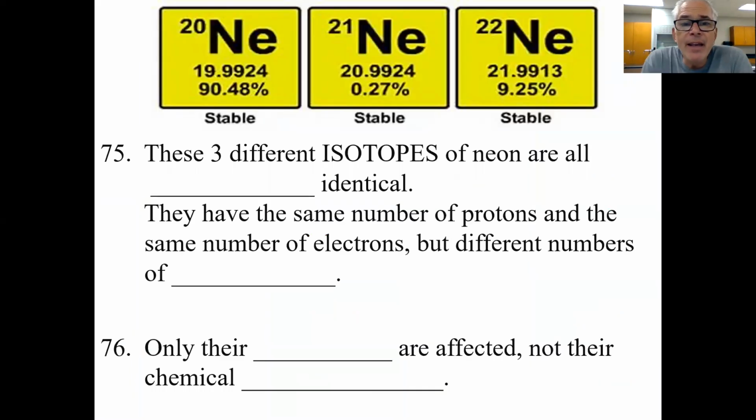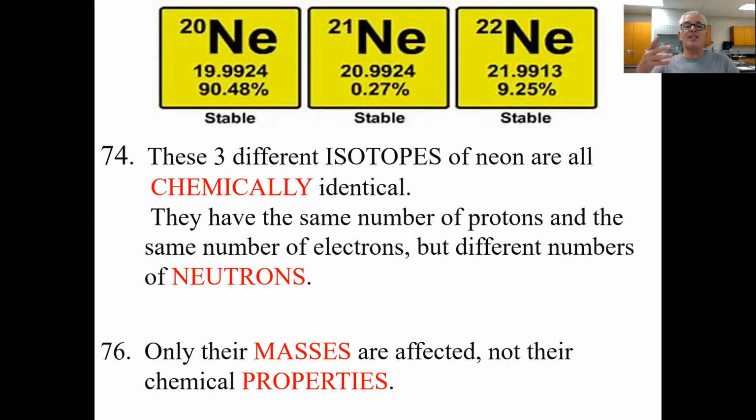So these 3 isotopes of neon are all chemically identical. They're all a gas, they're all neon, they all make orange light. They have the same number of protons and the same number of electrons, but a different number of neutrons. The only difference is that their mass is a little bit different. And look at these crazy numbers up here. We've got neon 20, neon 21, neon 22. Underneath, we have those big numbers.